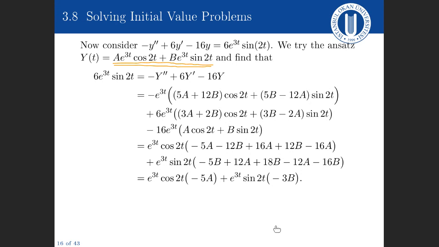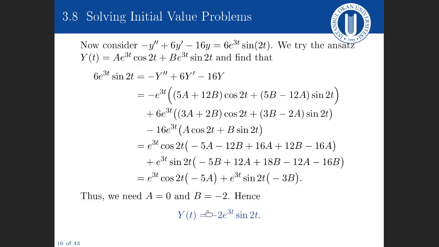Here's the calculation. I'm going to skip over this. You can check this at a later time if you wish. You can check that we must have a equal to 0 and b equal to minus 2. So a particular solution to this differential equation is minus 2 e to the power 3t sine 2t.